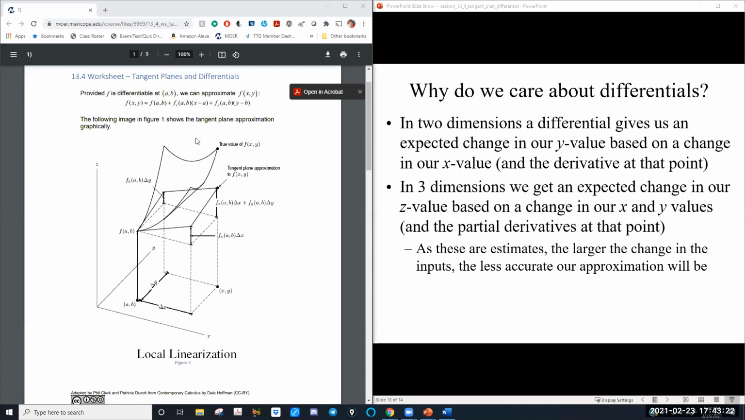Now, I don't want you to think of these as two different topics. The tangent plane and the differential are tied together because the differential is just this part here of the tangent plane. So the tangent plane becomes a plane by adding the constant onto it.